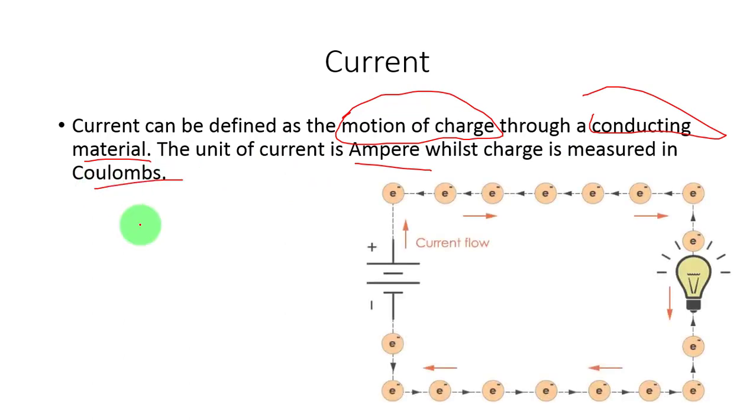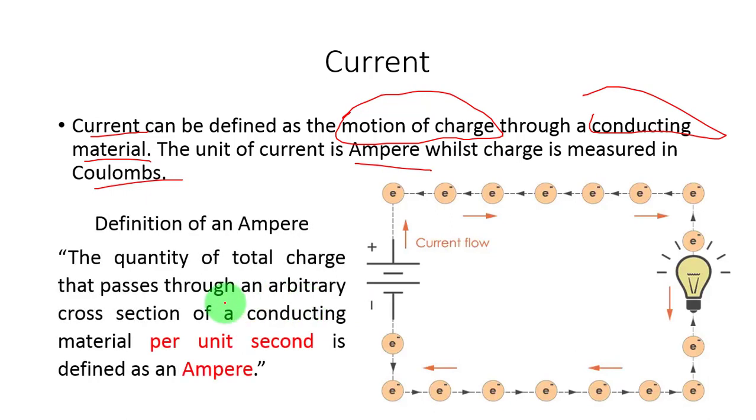Here you can see the image. There is a battery and here is a bulb, and you can see the electron is passing through a conducting material. When we see the definition of current, motion of charge, then electron is one of the charges. The motion of charge in a conducting material is called the current. Now you can see the current unit is ampere. When you see the charge, this charge is passing through the cross section area per unit time, that is called the ampere.